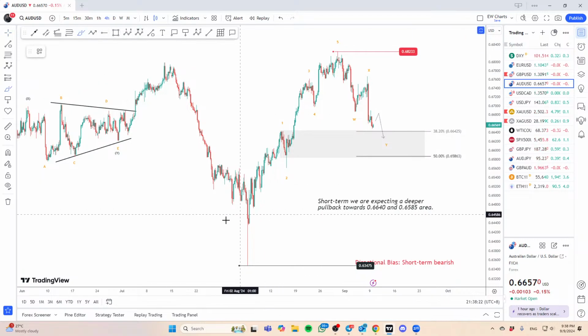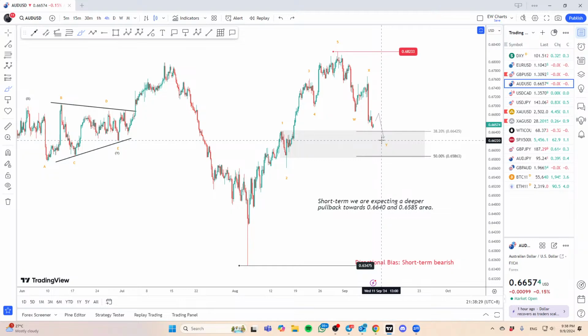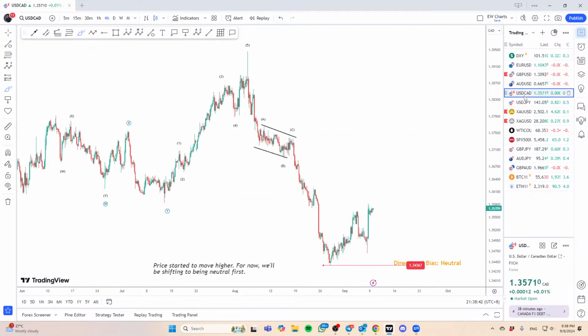Okay, so sort of a first push up, three-way pullback, and then continuation back up. So short term, a little bit more downside, but we'll see. I'm not gonna be looking at the sell side of things from where we are right now. We'll just observe how price is gonna react and develop around that key zone.